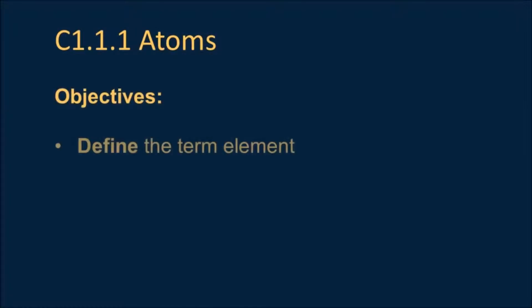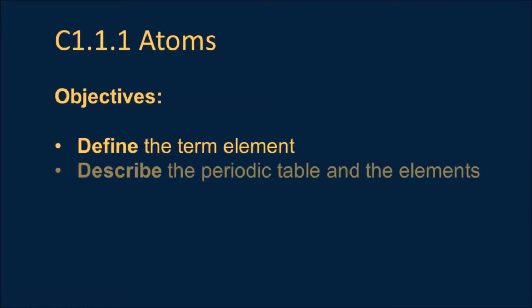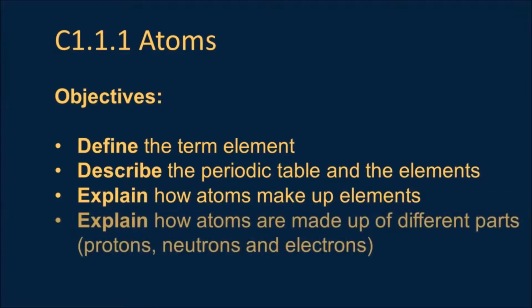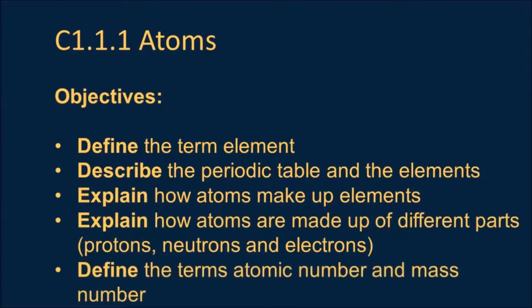Welcome to the first video of the C1 AQA course. This one is about atoms. You're going to learn how to define the term element, describe the periodic table and the elements in it, and explain how atoms make up elements. You're also going to learn about the different parts that make up atoms, and you're going to define the terms atomic number and mass number.